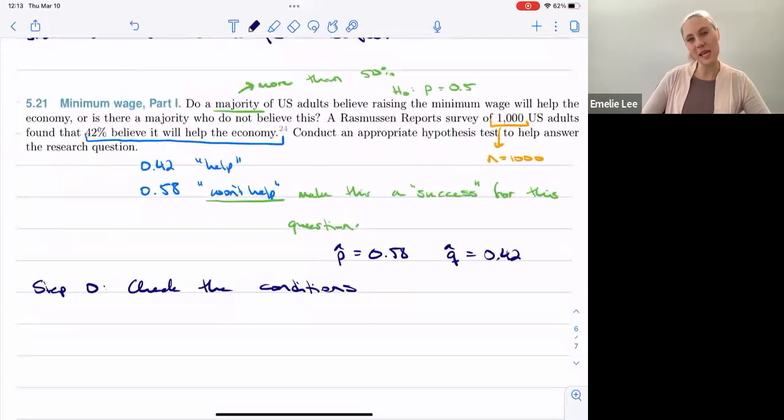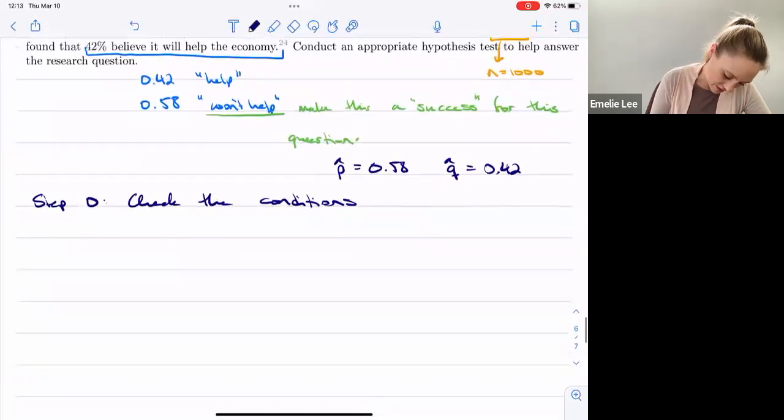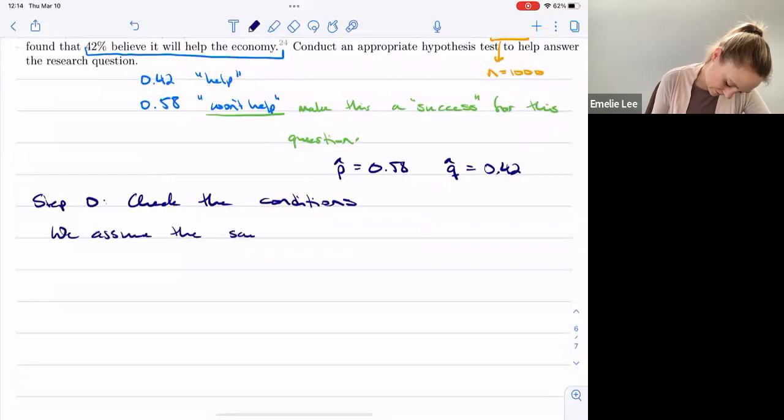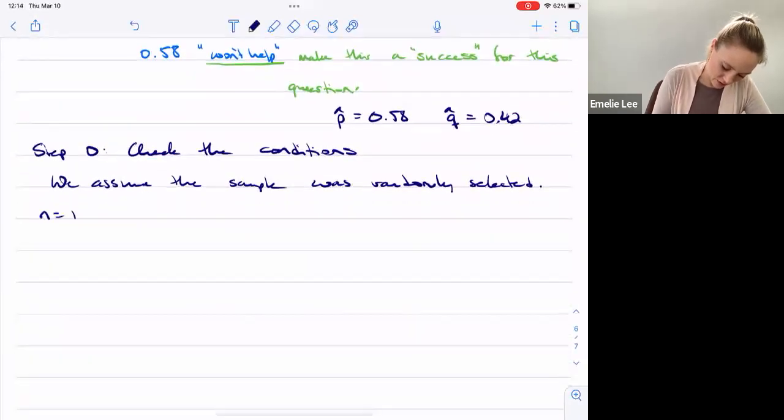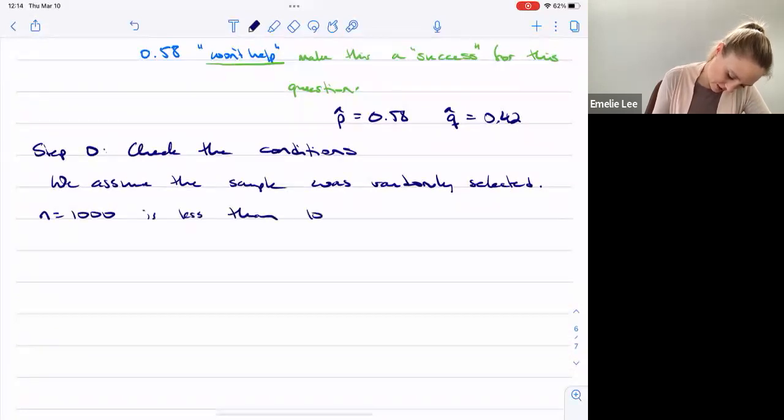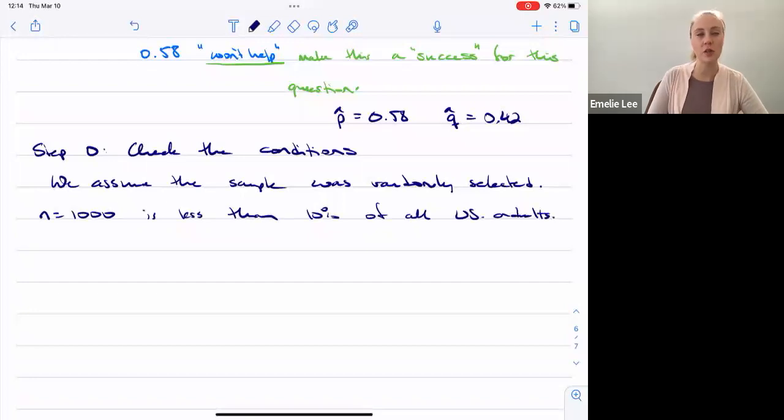It doesn't actually say that the sample was randomly selected, so we assume the sample was randomly selected. And n equal to 1,000 is less than 10% of all US adults. That's the optional one, but may as well throw it in there.